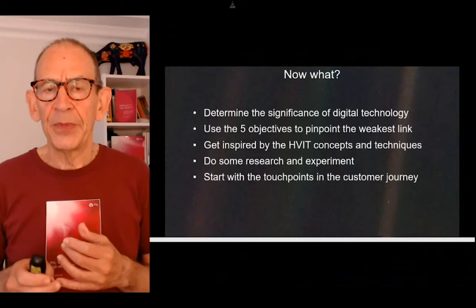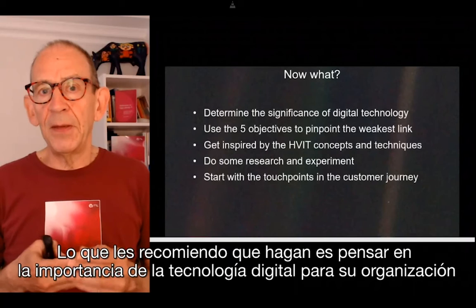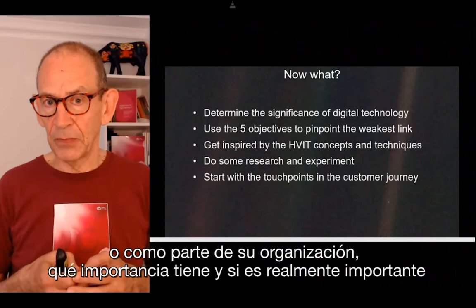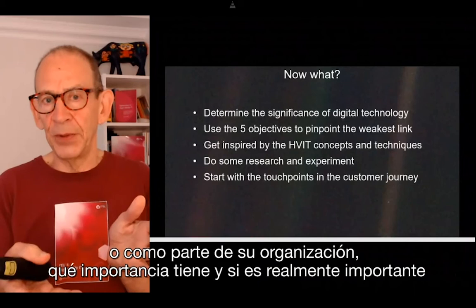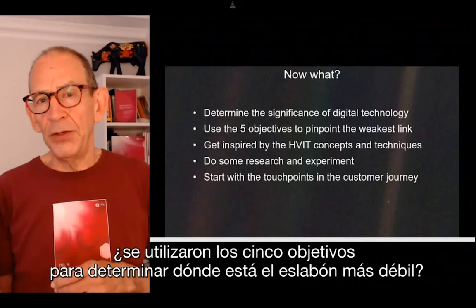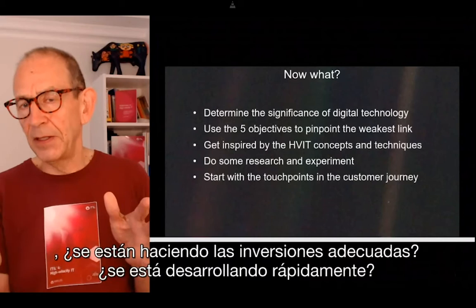Now, what are you going to do? What I'd recommend you do is think about the significance of digital technology for your organization or for part of your organization. How important is it? And if it's really important that you're thinking about High Velocity IT, use the five objectives to determine where the weakest link is. Are you making the right investments? Are you developing it quickly? Is it resilient? Are you co-creating value?